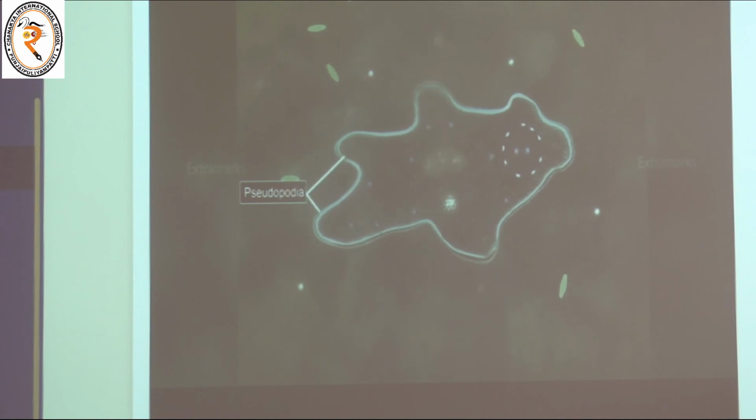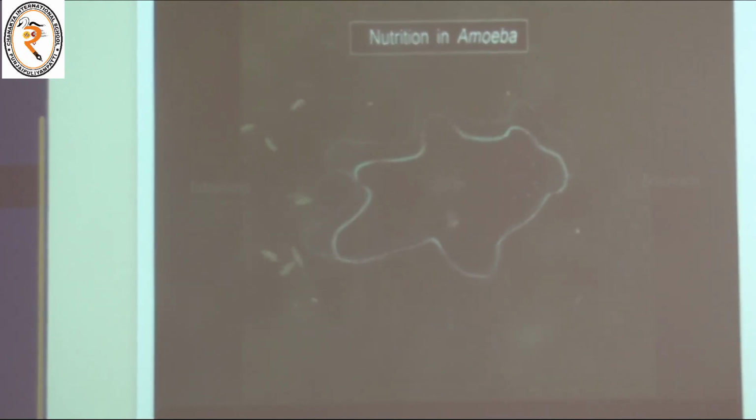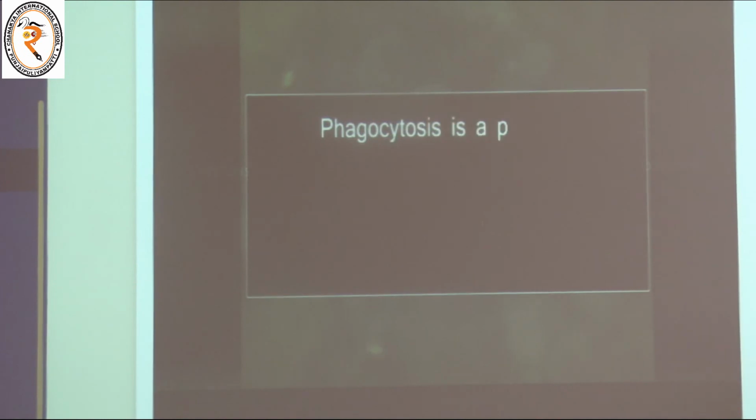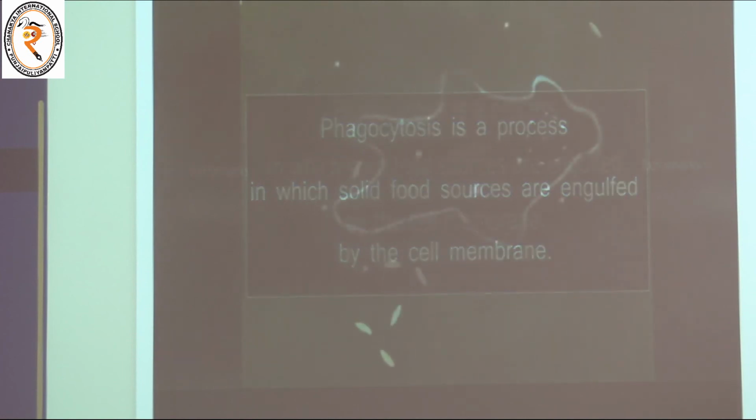Amoeba changes its shape and position by formation of finger-like processes known as pseudopodia or false feet, which are blunt extensions of the amoeba's body. Many pseudopodia are formed simultaneously, and hence it is also called a polypodial species. Pseudopodia are used in locomotion and food ingestion. Amoeba feeds on microscopic organisms like diatoms present in the water. The ingestion takes place by phagocytosis. Phagocytosis is a process in which solid food sources are enveloped by the cell membrane.